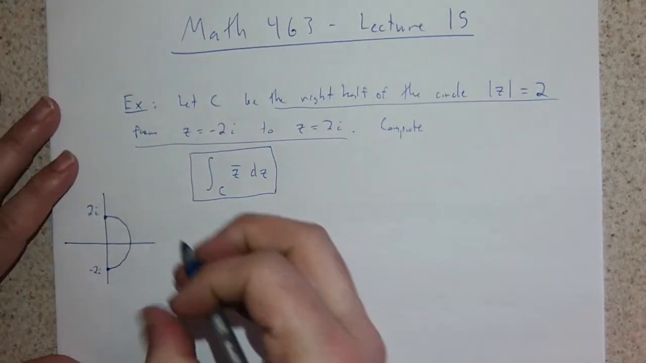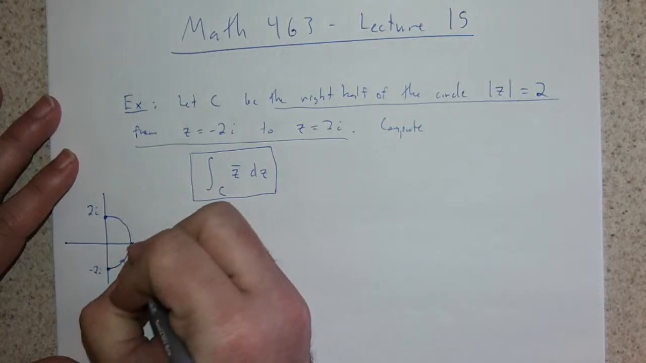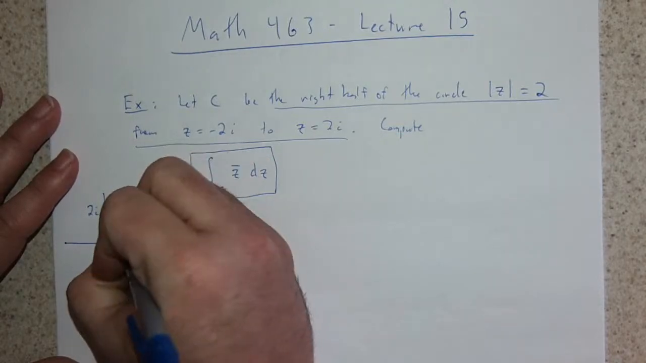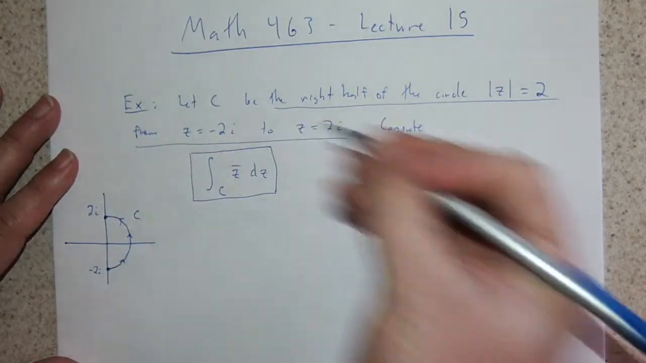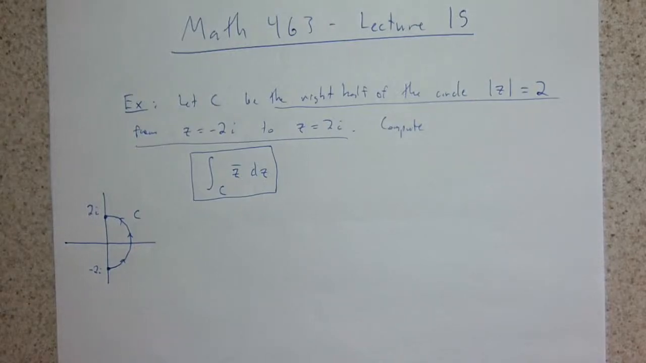Okay, so this is my curve C. Of course, I have an indicated orientation here. So now I need a way of representing this contour. First, my question is, is it a contour? Yeah, it's definitely a contour. This is not even that complicated.